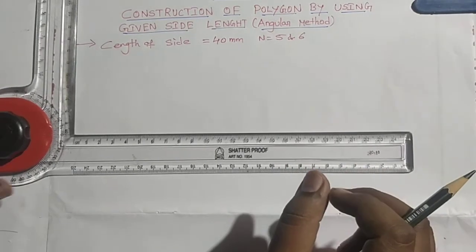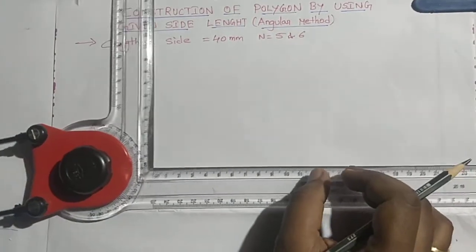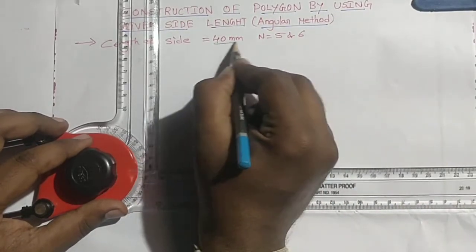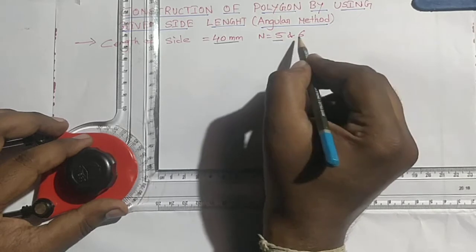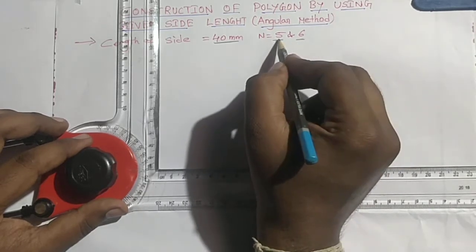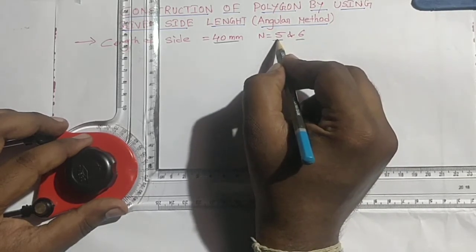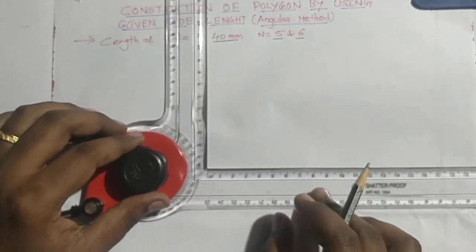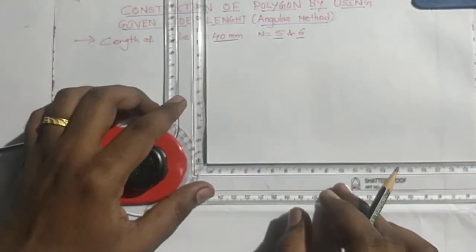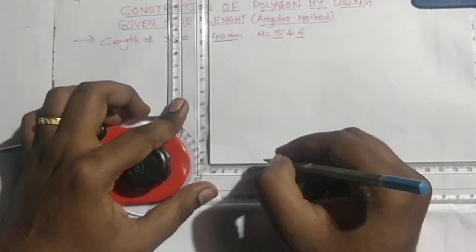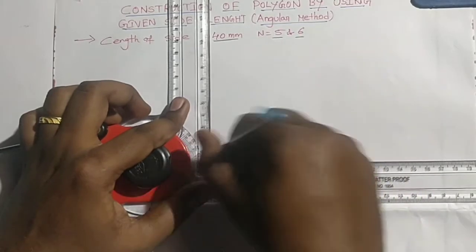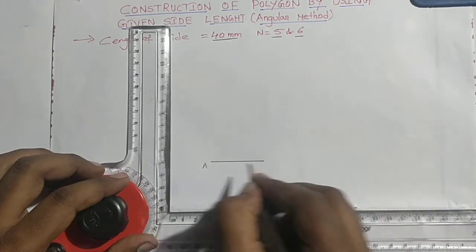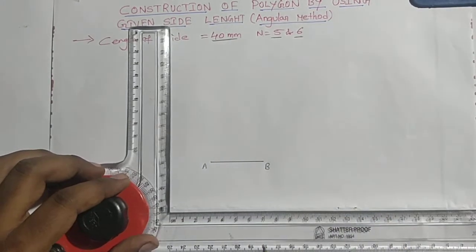First, set the drafter at the 0 point. Next, draw the given length. First I am drawing a pentagon and after that a hexagon. The given number of sides is 5, so it is a pentagon. First I am drawing the given length AB, 40 mm, giving the notation AB.